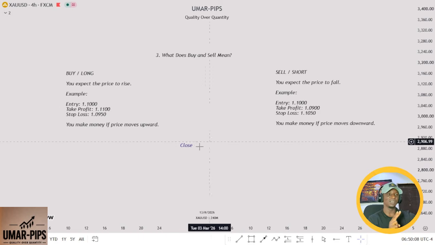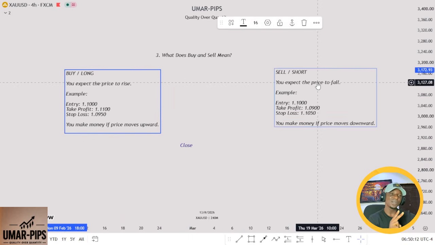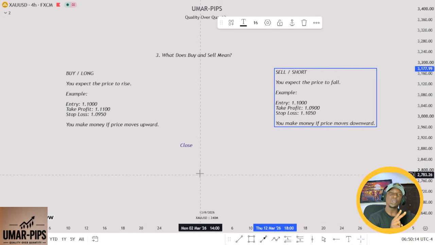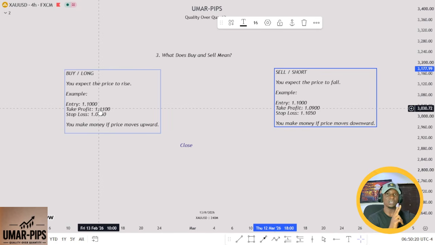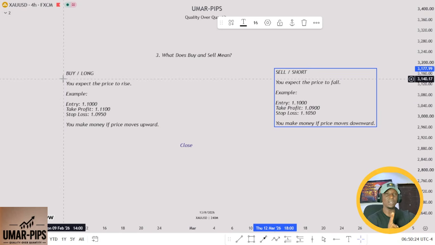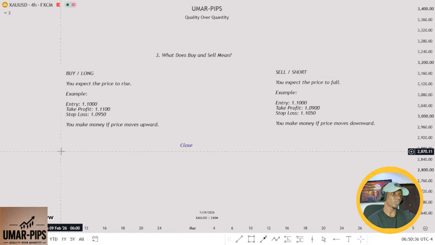No. If you want to exit this buy, you close. If you want to exit this sell, you close also. So that is what buy and sell means. You can call it short and long. They are all the same. Buy is long, sell is short. So they are all the same thing. Okay, let's move to the next topic.